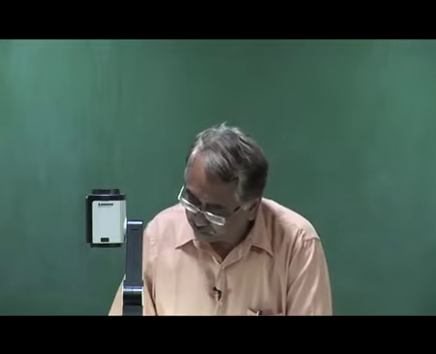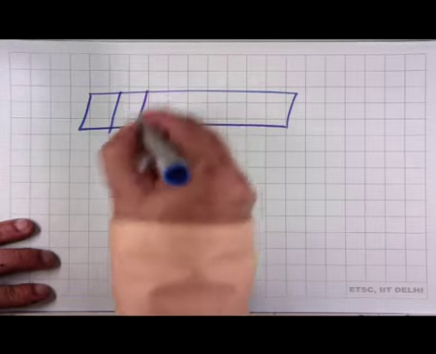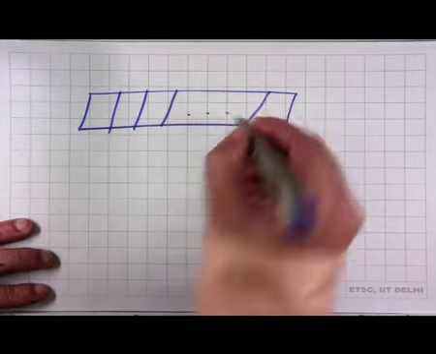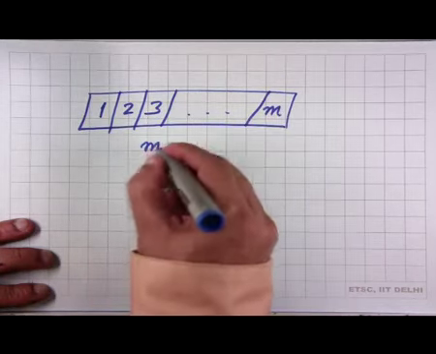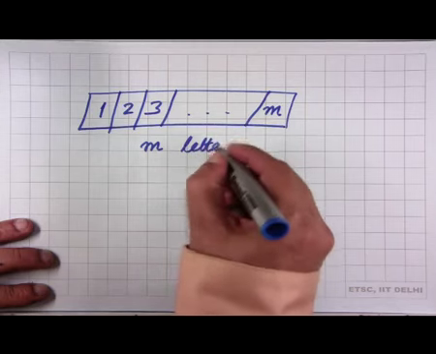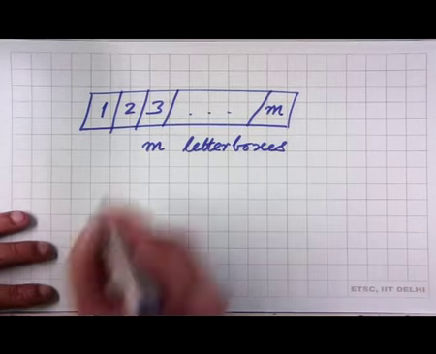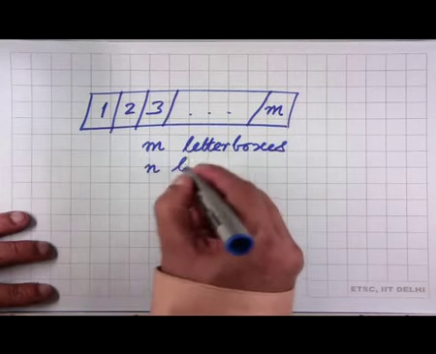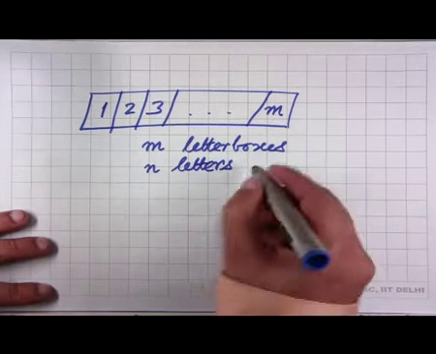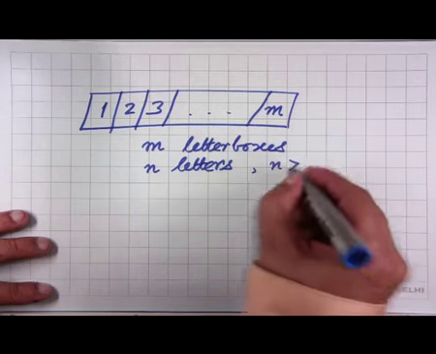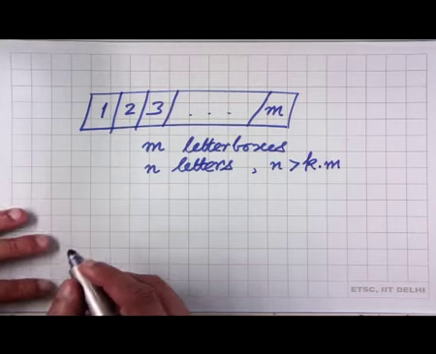So the pigeonhole problem essentially consists of making pigeonholes or letter boxes. The symbol I used for the letter boxes was M, so there are M pigeonholes or M letter boxes. And the number of letters that go in there is N. These N letters go into these letter boxes. And I'm going to assume that N is greater than some K times M. K is a fixed positive integer.